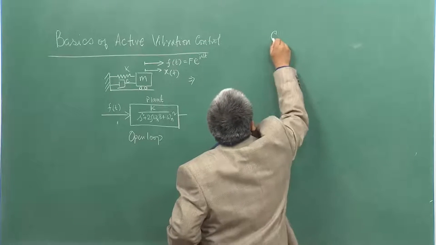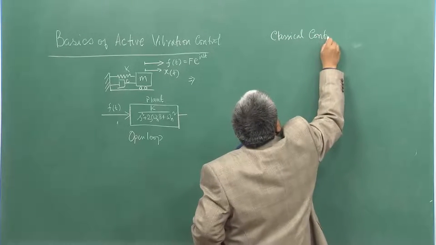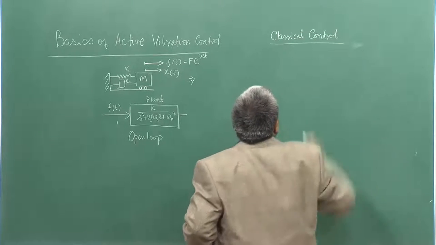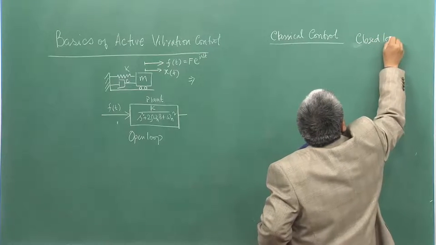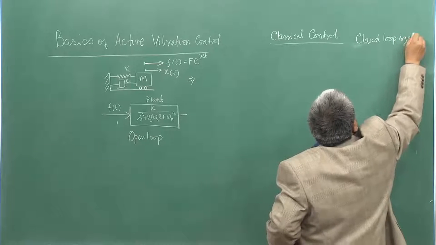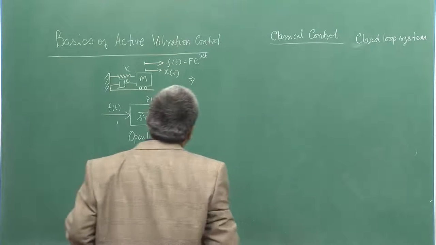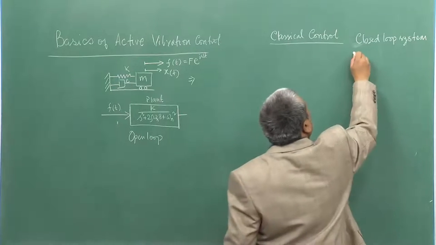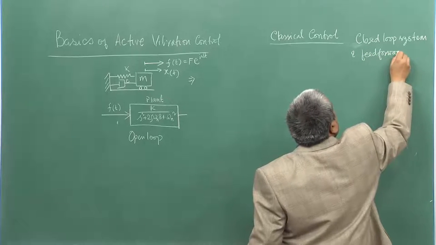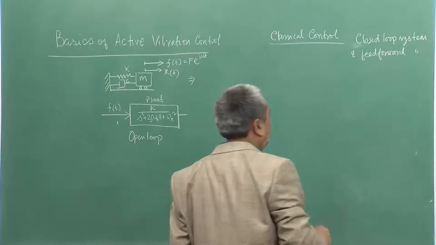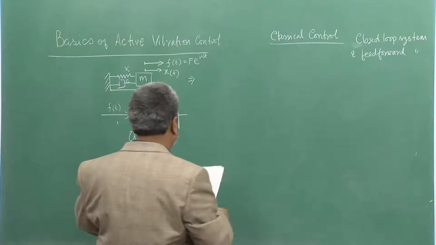Now, in the classical control, we will go for closed loop systems. Of course, there is one system which is not totally closed loop, so we will call that a feed forward system. What we will see is that there are four such possibilities to build up the controllers for us.